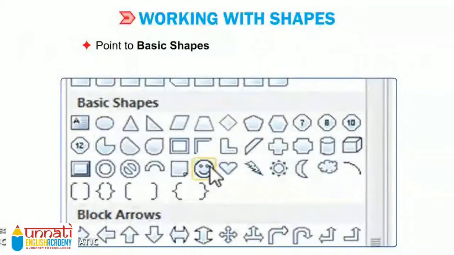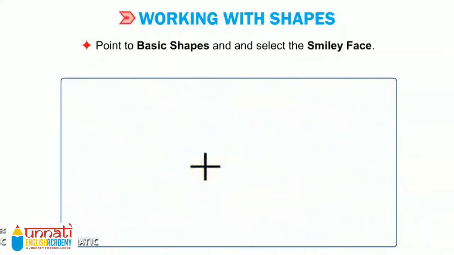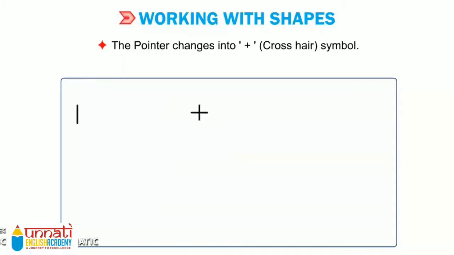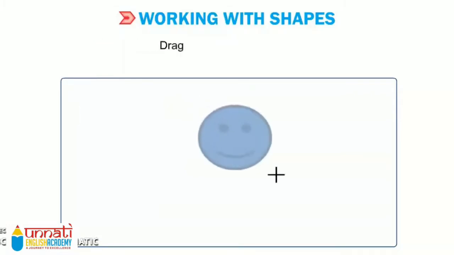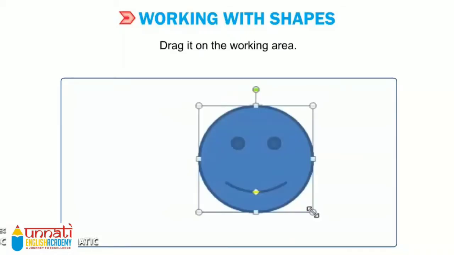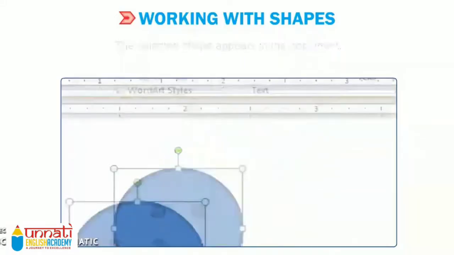Point to basic shapes and select the smiley face. The pointer changes into a crosshair symbol as shown in the figure. Drag it on the working area. The selected shape appears in the document as shown in the figure. It is very easy.